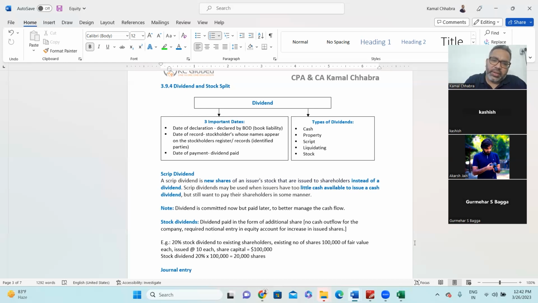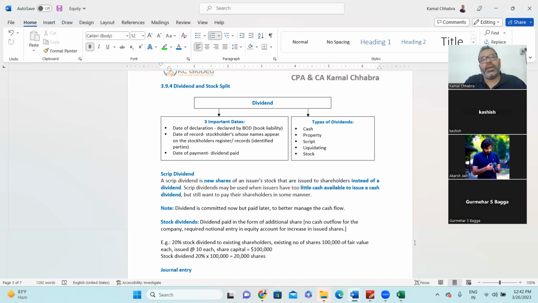The first one is the date of declaration. The date of declaration is generally the date on which the board of directors approves or declares the dividend. So that date is called the declaration of dividend. Once the board has approved that this percentage or this amount of dividend they are going to pay to the equity shareholders, at that point of time you need to book the liability, which is your dividend payable, right?